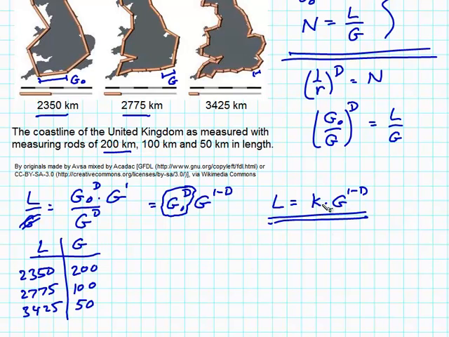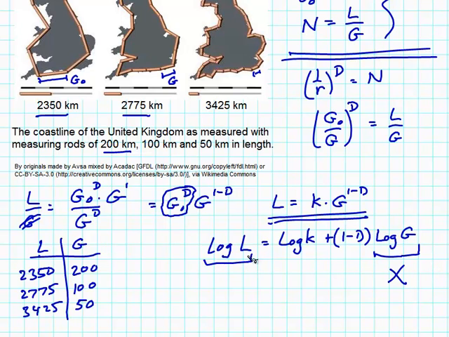Okay, look at this equation here. I can get d out of the exponent if I take the log of both sides. So the log of L is equal to the log of k plus 1 minus d times the log of g. Okay, so if I plot log of g as my x and the log of L as my y, the log of k is simply my intercept, and 1 minus d is my slope, okay? So simply by plotting the log of L versus the log of g, I can find the slope, and that's really the quantity I'm interested in. I don't really need to know this. So let's try that in GeoGebra.